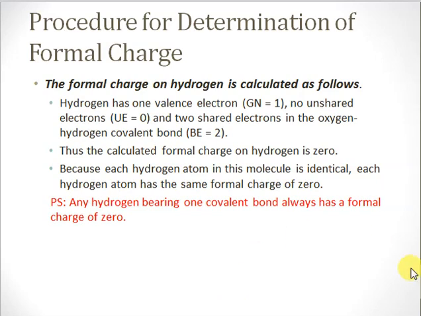In case you have to take a hint, if you see a molecule and you want to see whether hydrogen has a formal charge or not, just remember that whenever hydrogen has only one covalent bond, its formal charge will always be equal to 0. That means hydrogen will be neutral in this molecule. So one thing is important: in the hydronium ion, none of the 3 hydrogens has any positive charge.